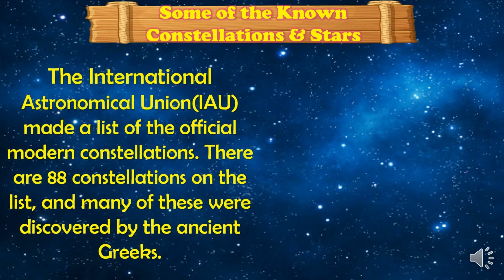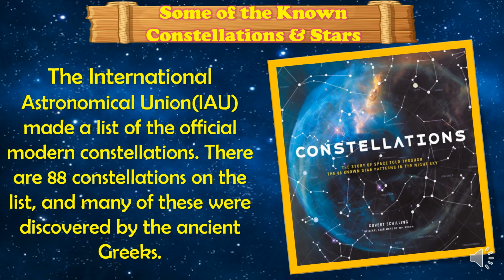The International Astronomical Union, or the IAU, made a list of the official modern constellations. There are 88 constellations on the list, and many of these were discovered by the ancient Greeks.